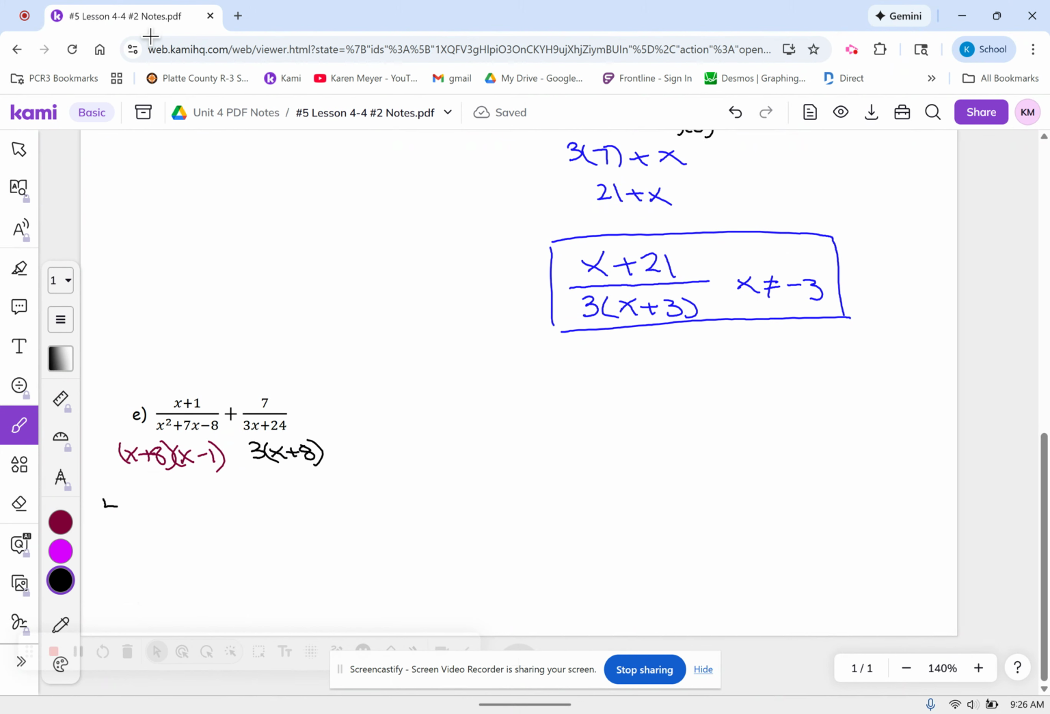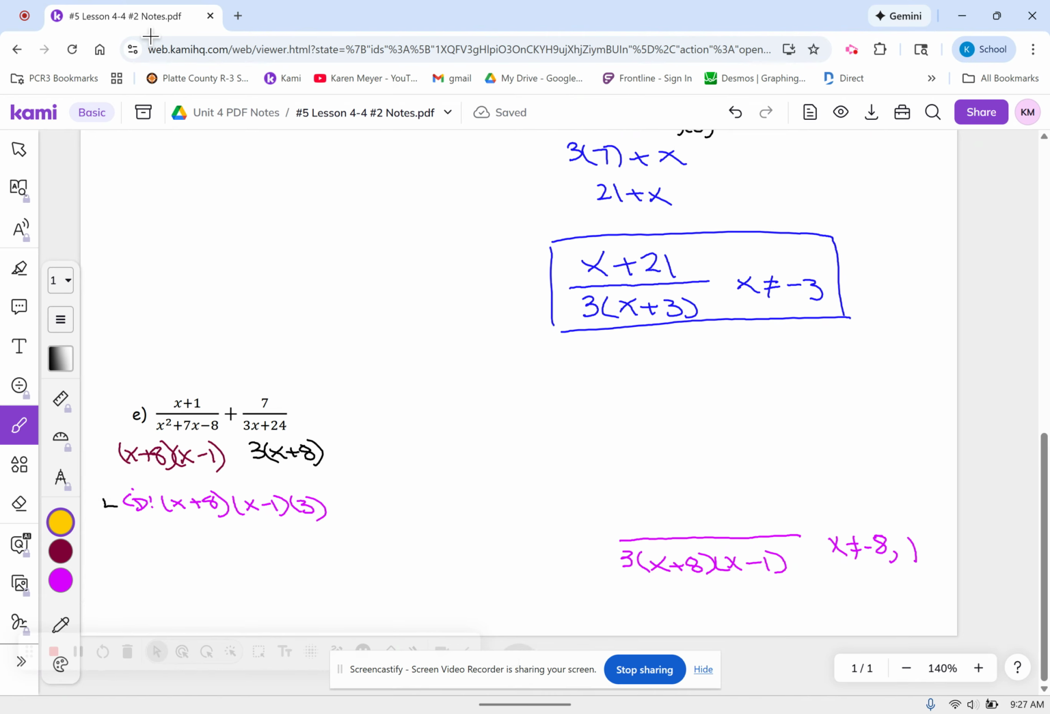Okay, LCD. They share x plus 8, so write that down once. They don't share x minus 1, and they don't share a 3. So when I come over here to write my final answer, I'm going to put my plain number first, and then I don't care which parentheses you put. List your restrictions. So x cannot equal negative 8 and positive 1.